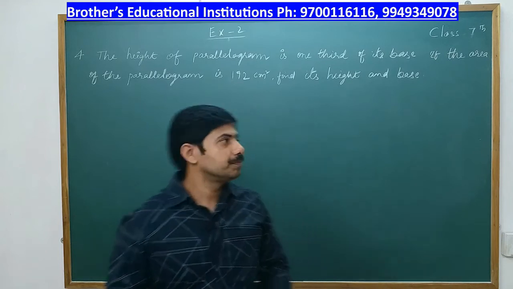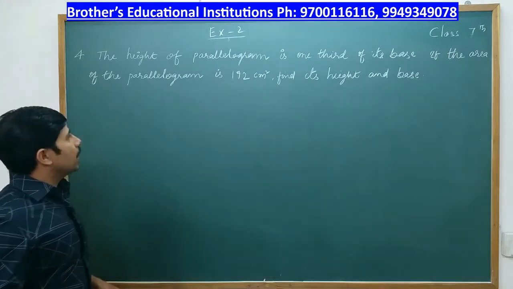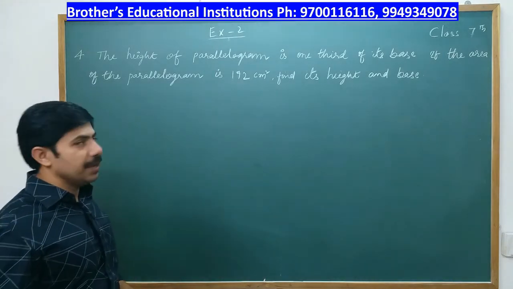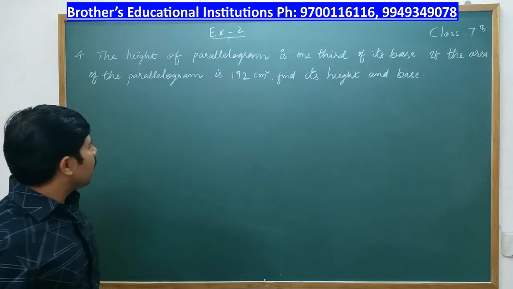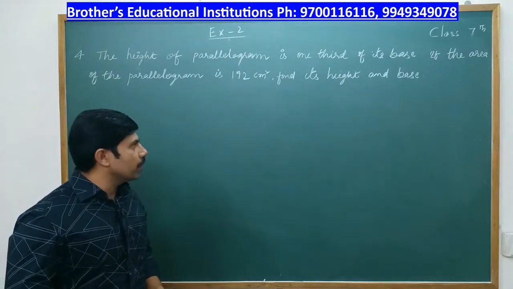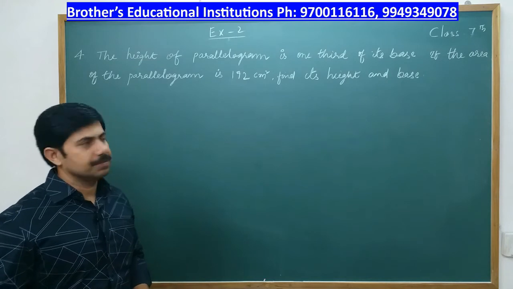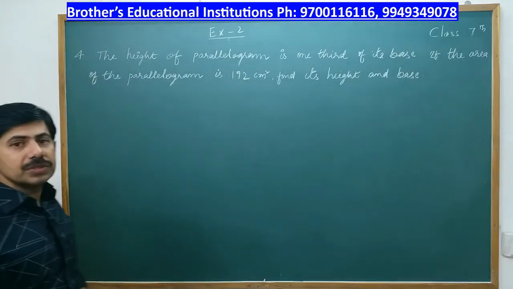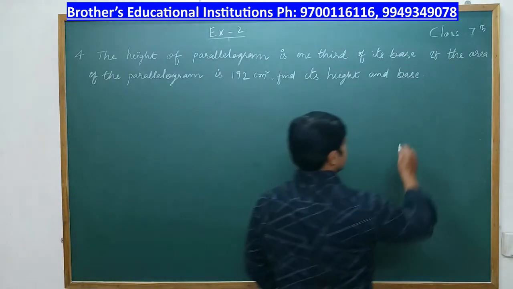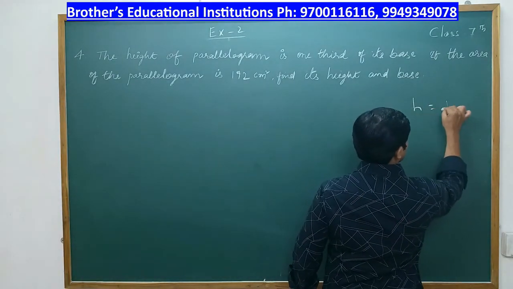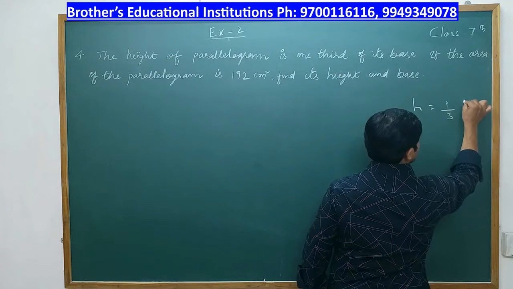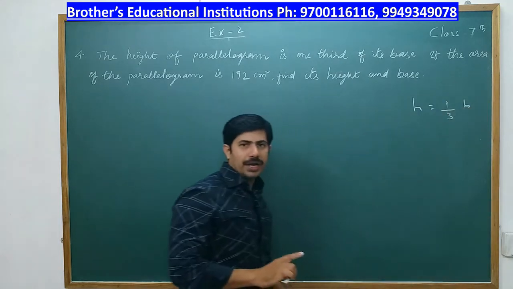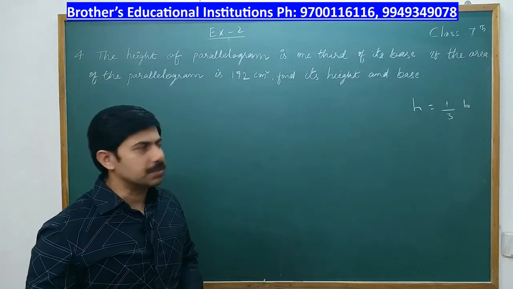Next problem, the height of a parallelogram is 1/3 of its base. If the area of the parallelogram is 192 centimeters square, find its height and base. So here the condition is the height of a parallelogram is 1/3 its base. So we represent this: height of a parallelogram is 1/3 times base.